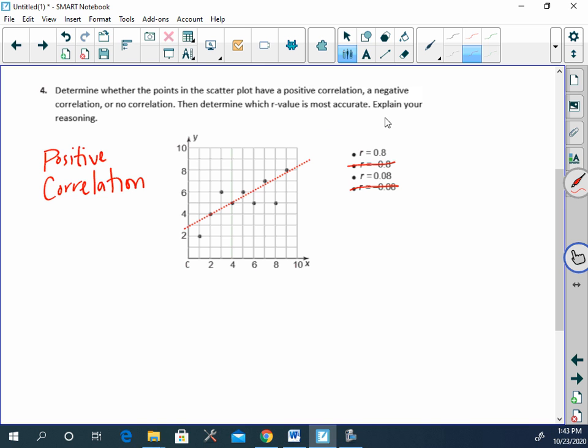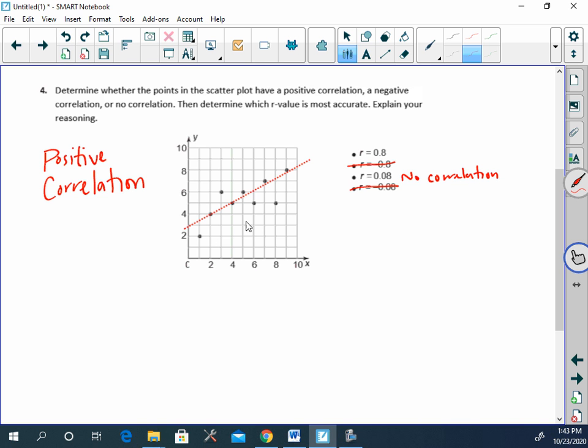Then determine which R value is most accurate. So this R value here is almost 0. So because it's almost 0, that means that there would be no correlation. So this one is about no correlation, or close to no correlation. Where this one is 0.8, which is much closer to 1. So that means that the data is going to be pretty close to around a line.